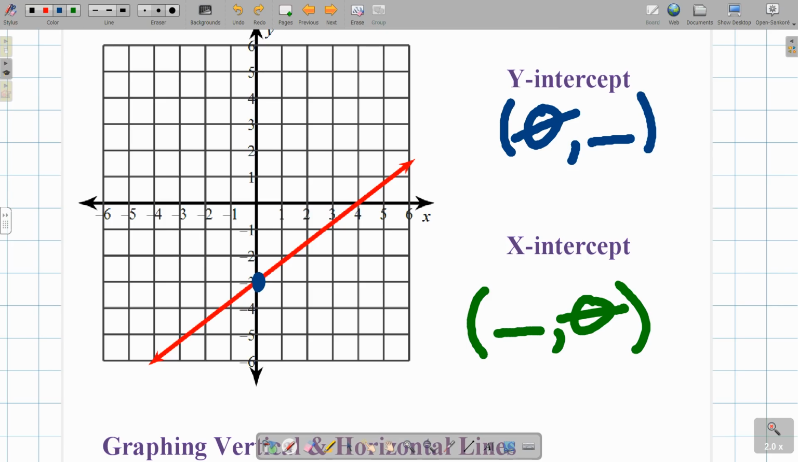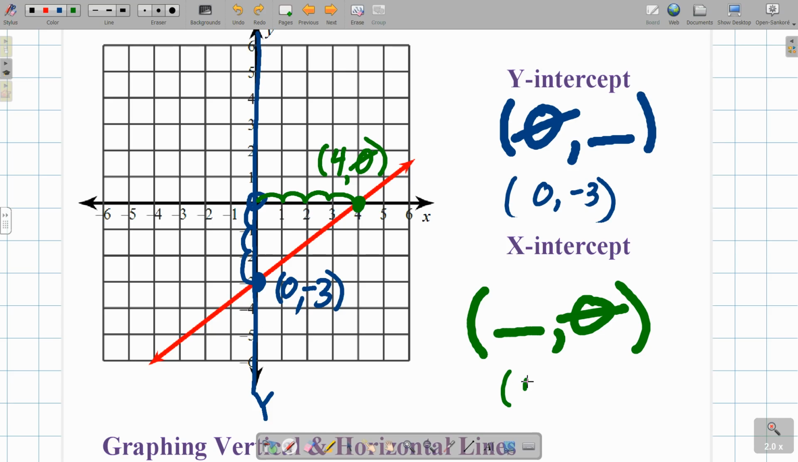This number right here, put a dot there. This is where the line crosses the y-axis. That is why it's called the y-intercept. And our x value there is zero because there's no left or right motion. And then -3. So on this line, the red line intercepts the y-axis at 0, -3. That's called the y-intercept. The same line crosses the x-axis right there. That's going to be over 4 and no vertical motion, so it's 4, 0. That's your x-intercept.